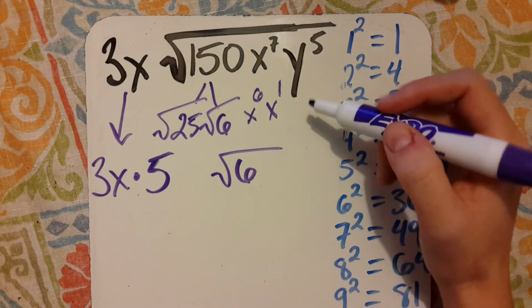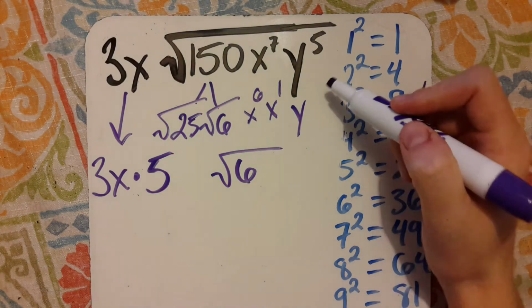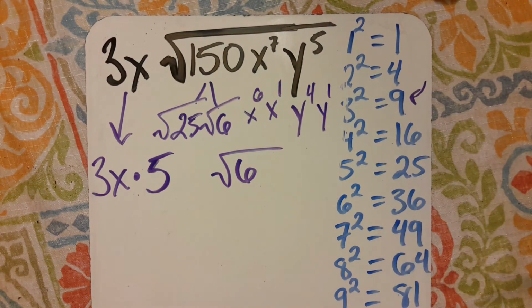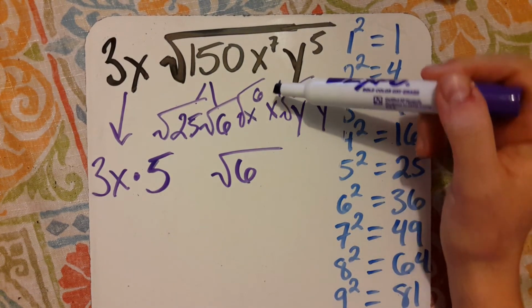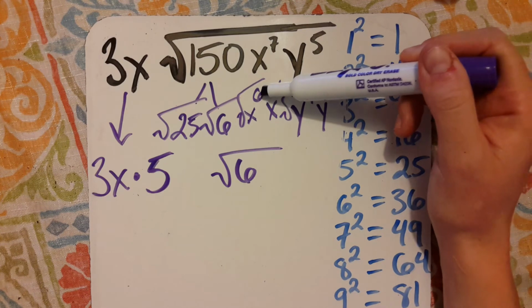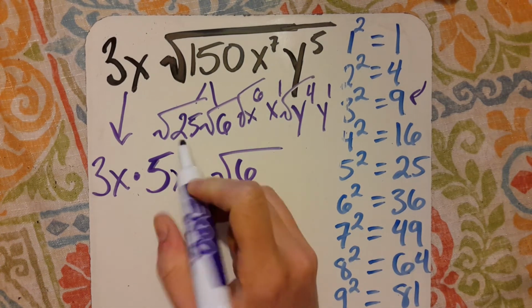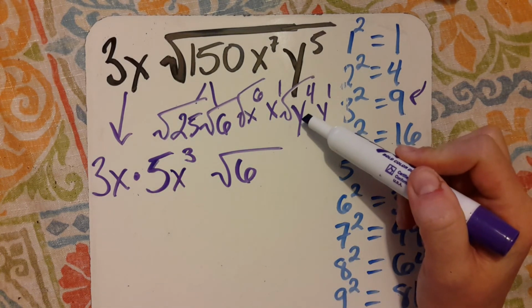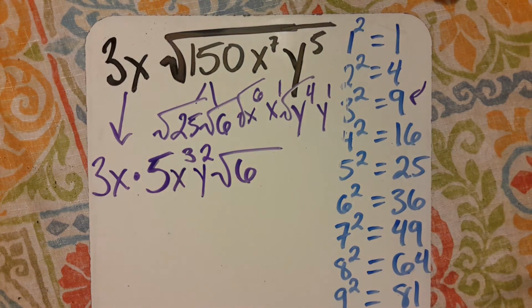Now do the same thing with the y. The biggest number smaller than 5 that's evenly divisible by 2 is 4. 4 plus what is 5? It would be 1. What you're doing is just taking these exponents and dividing them by 2. So 6 divided by 2 is x cubed, and y to the 4th divided by 2 is y squared. You just have an xy left over.